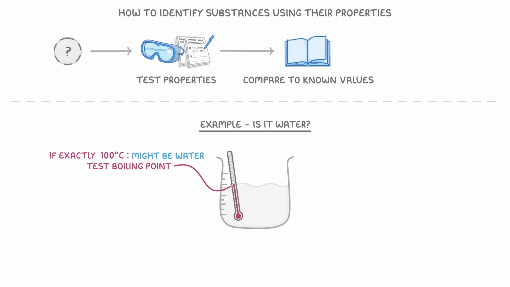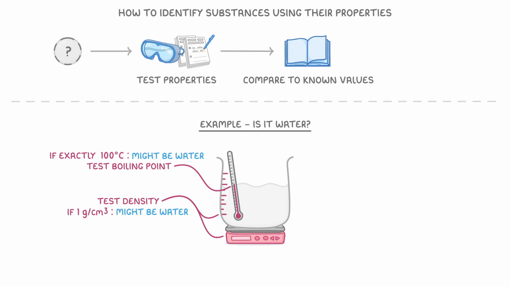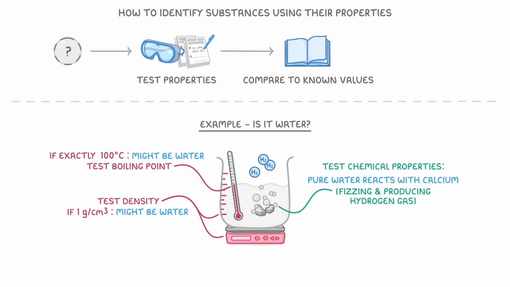If you then test its density and find it's exactly 1 gram per cubic centimeter, that's another piece of evidence pointing to water. To be even more certain, you could test some chemical properties too. Pure water has the chemical property of reacting with certain metals like calcium. If you place a small piece of calcium in the liquid and observe it fizzing while producing hydrogen gas, that's additional evidence you're dealing with water. This reaction is a characteristic chemical property of water.